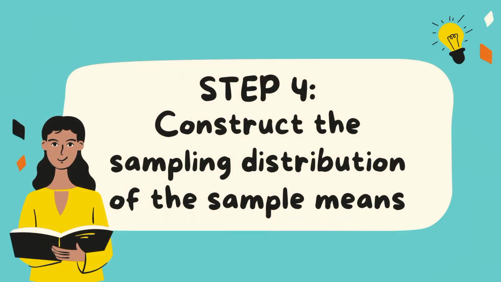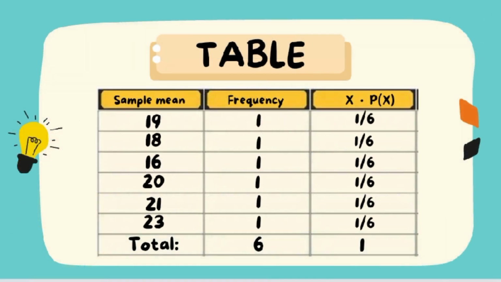Step 4. Construct the sampling distribution of the sample means. We have here another table, which has the sample mean as the first column, the frequency as the second, and the probability as the third. The sample mean represents the corresponding means of our possible samples in our previous step. The frequency is the number of times that each sample mean occurs.